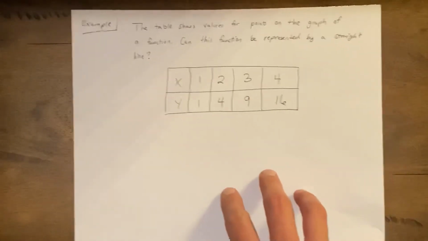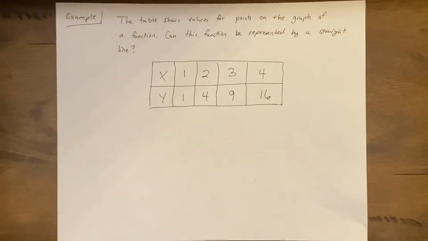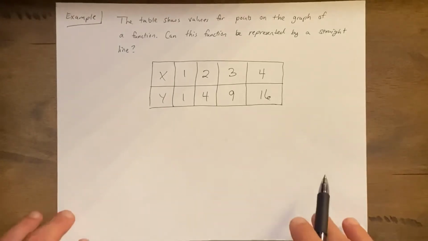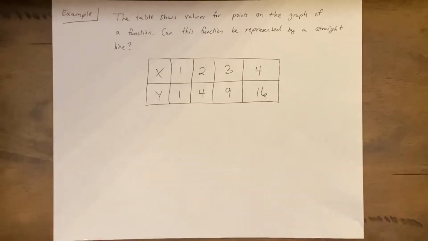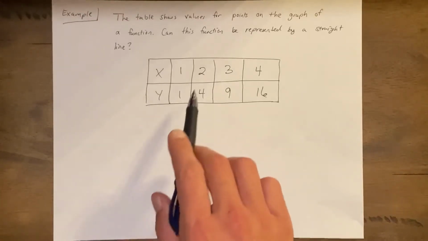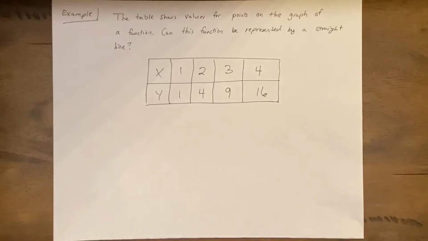And our last example. Okay, so remember we've talked about this a little bit before. We said that for a line or a graph or a function to be linear, the slope has to be the same between all the points that you choose. Any of the points that you choose, the slope has to be the same. So this says the table shows values for points on the graph of a function. Can this function be represented by a straight line? And here are our coordinates: 1, 1; 2, 4; 3, 9; and 4, 16.